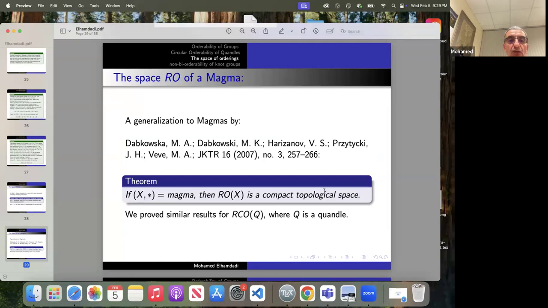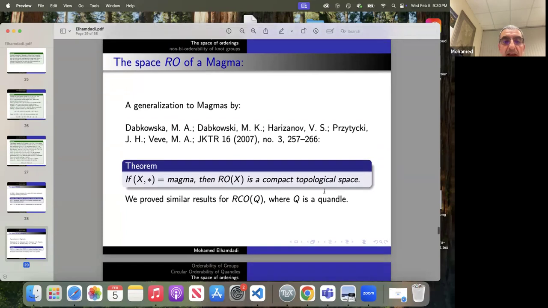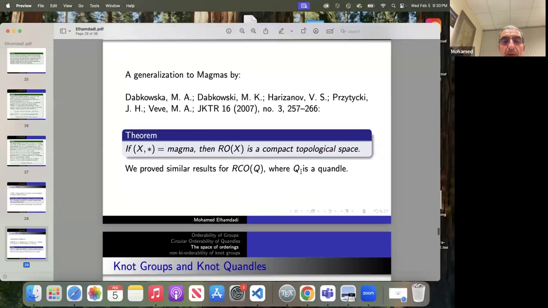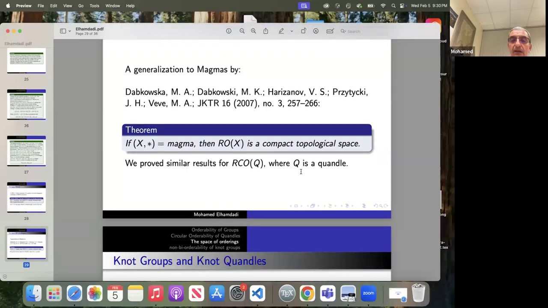This was generalized to magmas by Yosef and his co-authors, Dabkowska and Dabkowski, Harizanov, back in 2007. They proved that if (X, star) is a magma, basically a set with a binary operation, then the set of right orders on X is a compact topological space. Now we prove a similar result for right circular orderings on a quandle, on any quandle Q.